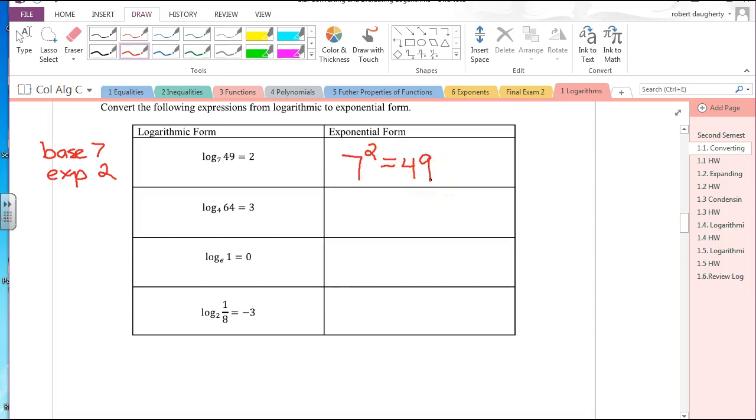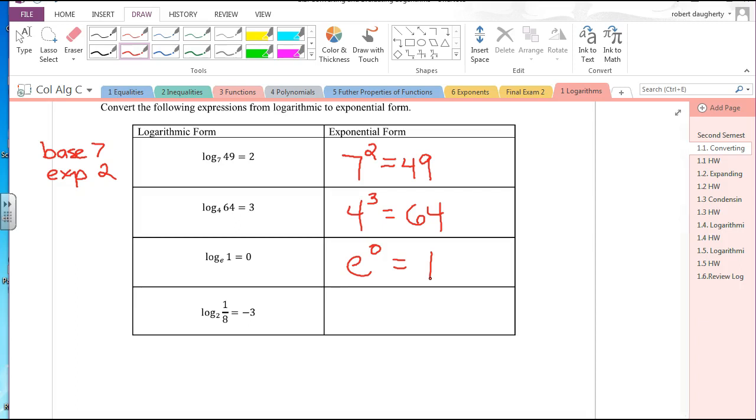Okay? What's the base here? 4. Which of those numbers is the exponent? 3. 4 cubed is equal to 64. Okay? What's the base here? Now, e is a number we'll talk about in just a few minutes, but the base is e. This means e to the 0 equals 1. Remember, any number to the 0 is what?